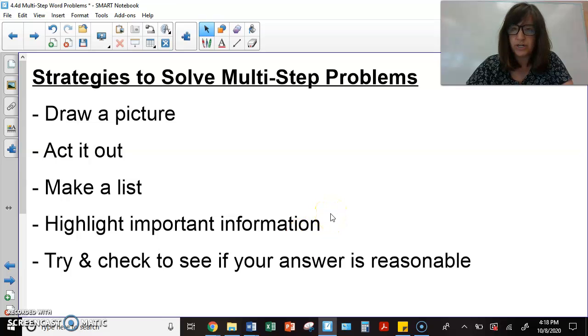That could be keywords, that could be the numbers, just anything that you find that is important to solving the problem. You could also try a couple things and check to see if your answer is reasonable. Check to see if it makes sense when you say it back in the problem.